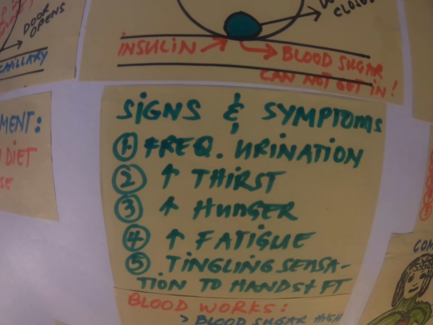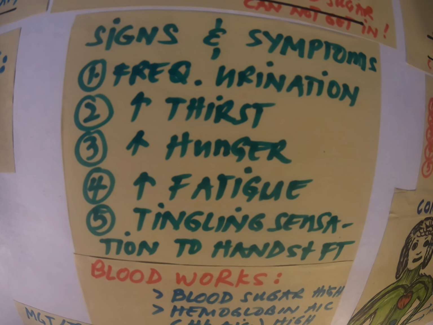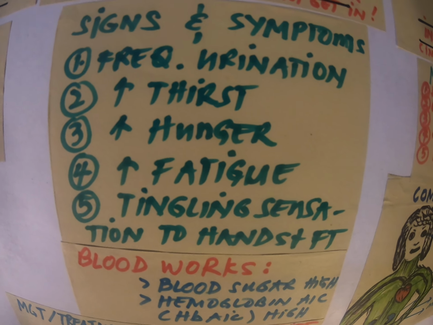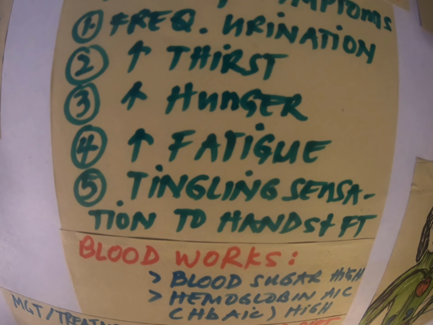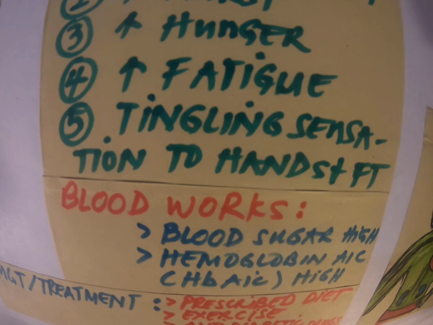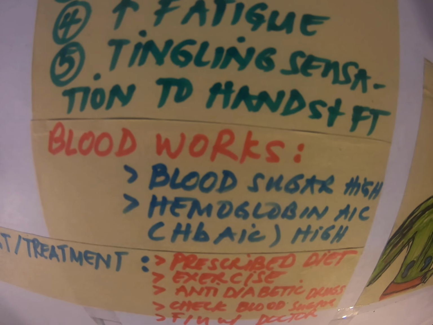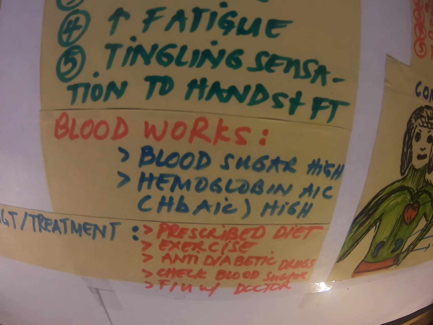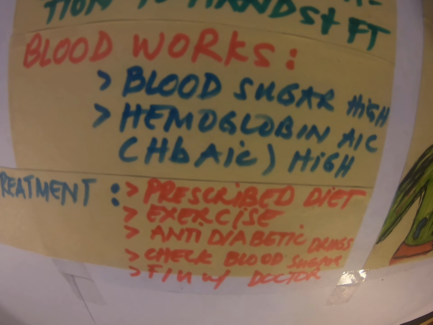Well, before the patient sees the doctor, these are the signs and symptoms. The patient will have frequent urination. So electrolytes out, blood sugar out, liquid out. So he will complain of being thirsty. Of course, liquid gone. Hungry, blood sugar gone. Fatigue, blood sugar gone, the energy. Tingling sensation in the hands and feet. That's because of the effect of the high sugar on the nerves. And while seeing the doctor, blood work was ordered, and the results showed high blood sugar. And also the hemoglobin A1C is high.